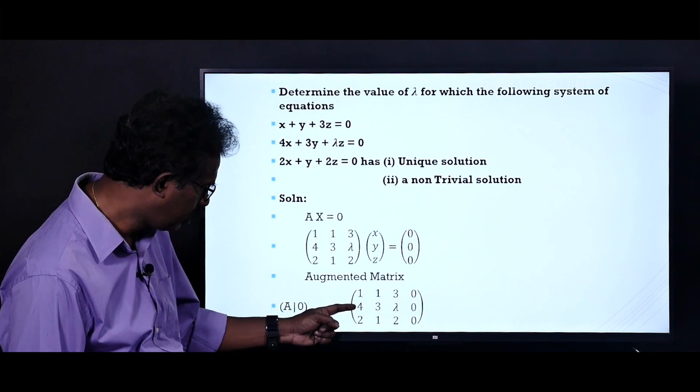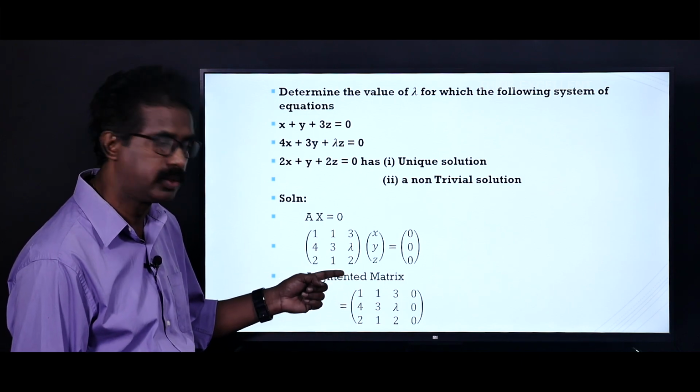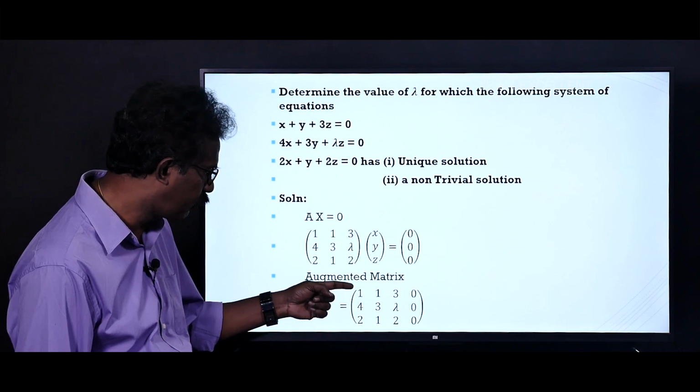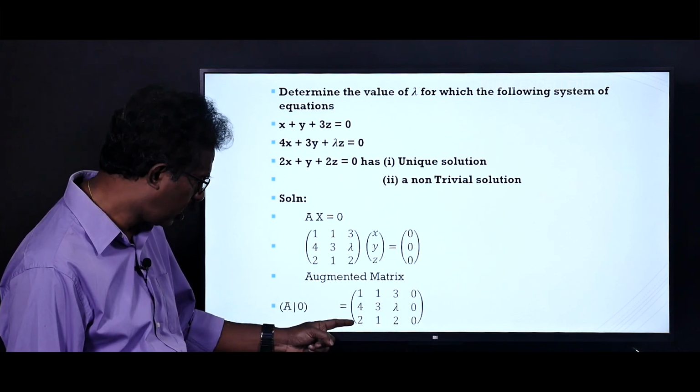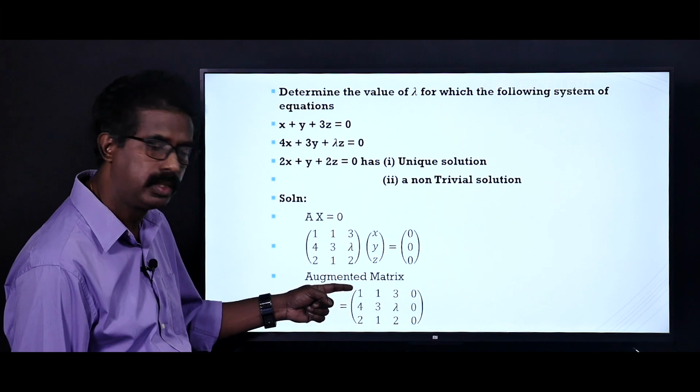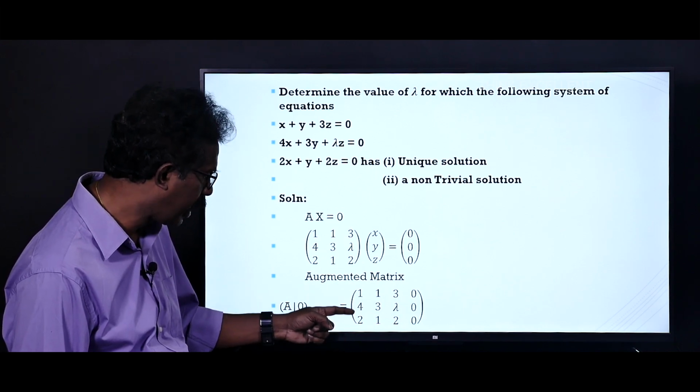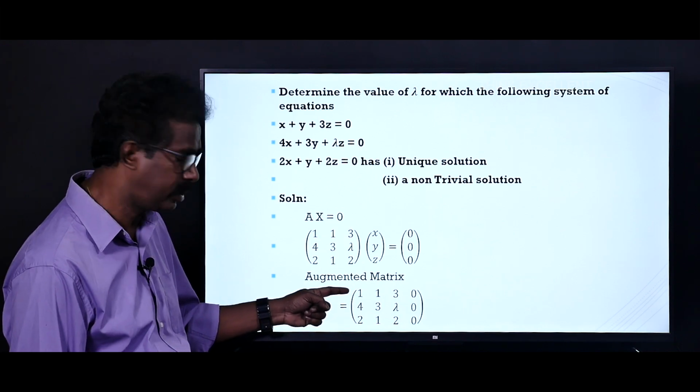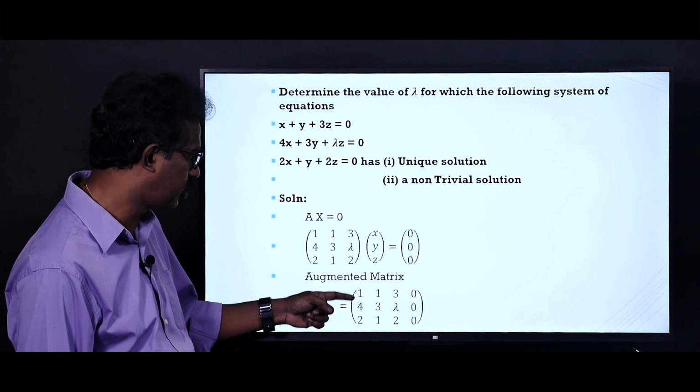We want to make it as 0. How can you make 0? 4 minus 4. So second row minus 4 times first row. This you want to make 0. 2 minus 2. So third row minus 2R1, right? R3 is R3 minus 2R1.